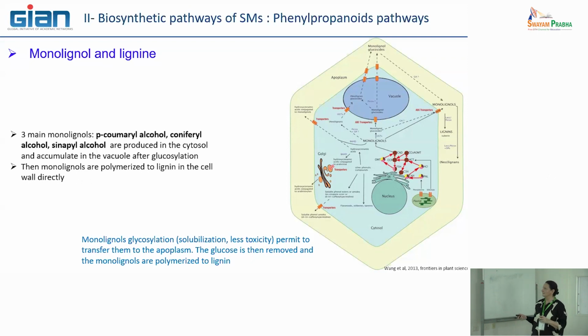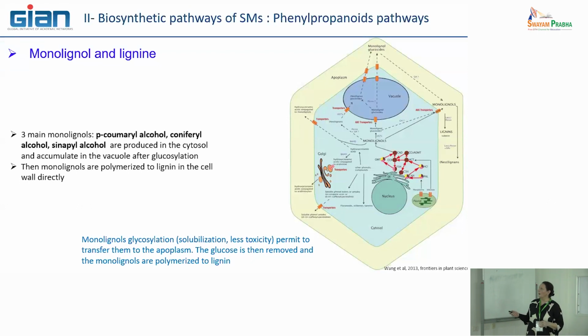So here, what is interesting is that I told you that these metabolites are produced in the cytosol, after that they are accumulated in the vacuole, and after they have to be transferred to the cell walls, but you need to understand that this transfer is not so easy to do, not so natural, because there is a membrane that identifies the vacuole, and this membrane is not so easy to cross.